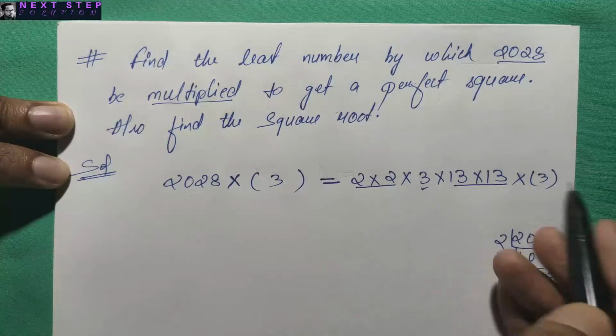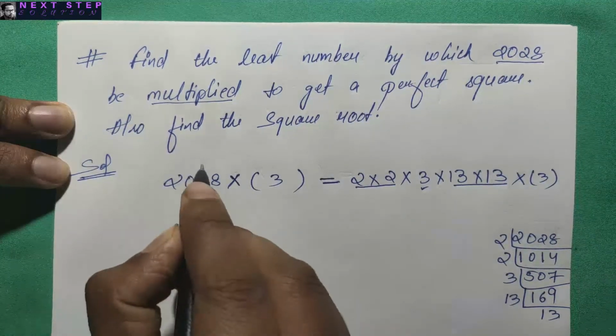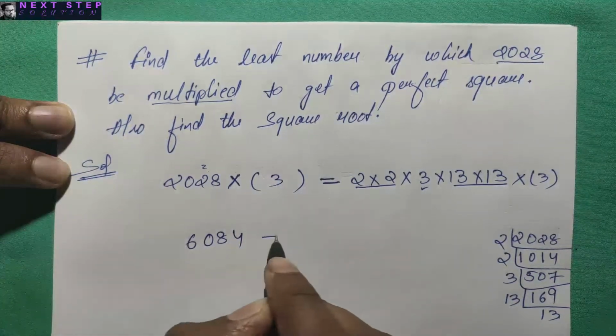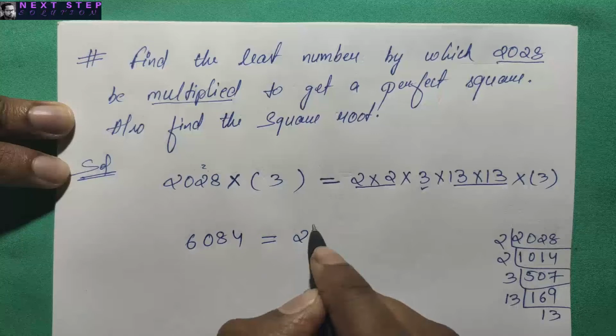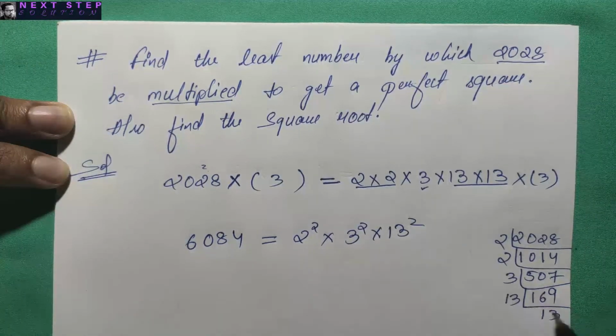Now it is a perfect square. If you multiply this with 3, what do we get? 3 8s are 24, 2, 3 2s are 6, 7, 8, 0, 3 2s are 6 equals to, and this side we have a pair of 2, 2 square, we have 3 square, and we have 13 square.